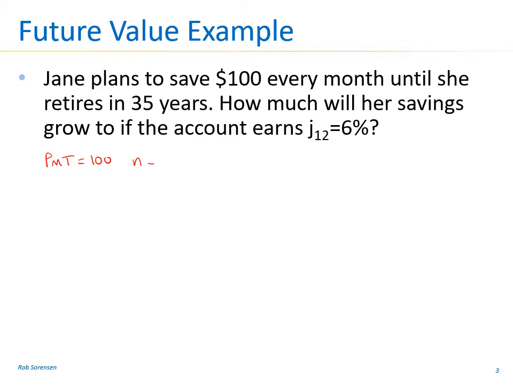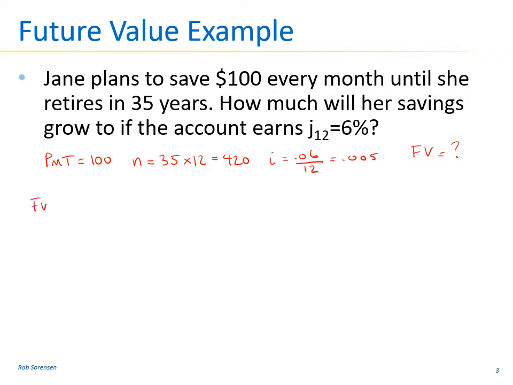n is the number of periods, and since we're working in months, we'll multiply 35 years by 12 months to get 420 periods, or 420 months. And small i, we do like we've always done. With compound interest, we'll divide it out to get the rate per period, 0.005. And we want to find how much she's going to have in the future, so that's the future value.